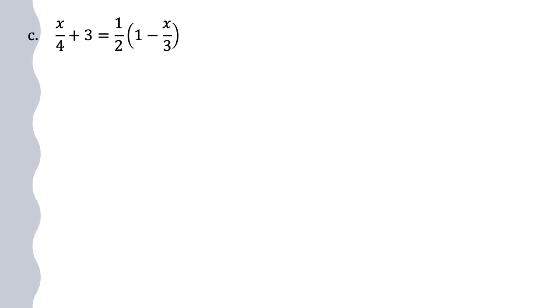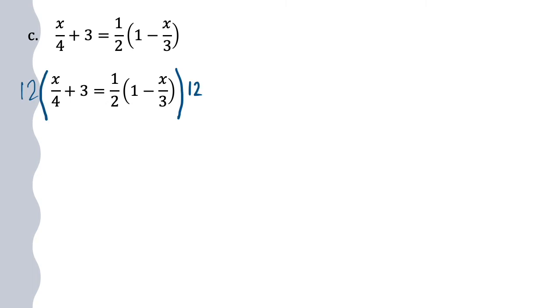Okay, let's proceed with number 3. So we have x over 4 plus 3 equals 1/2 times 1 minus x over 3. So we're going to multiply by their LCD. This time around, our LCD is 12. So 12 divided by 4, that gives us 3 times x, 3x. And then 12 times 3, that's 36.